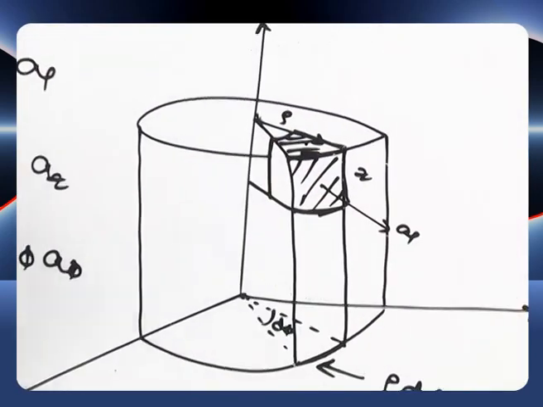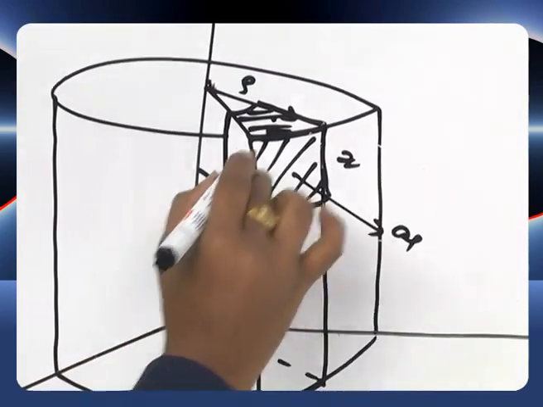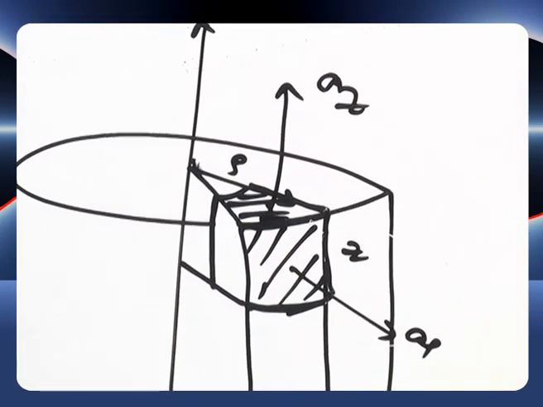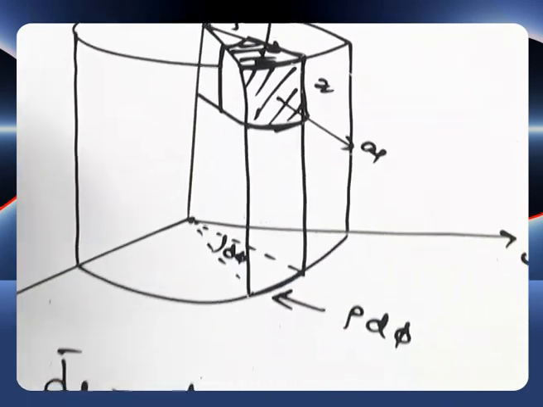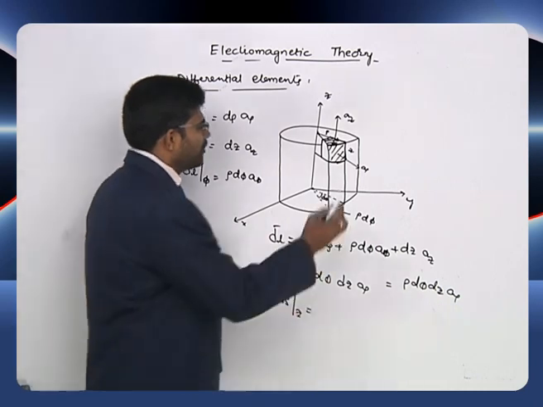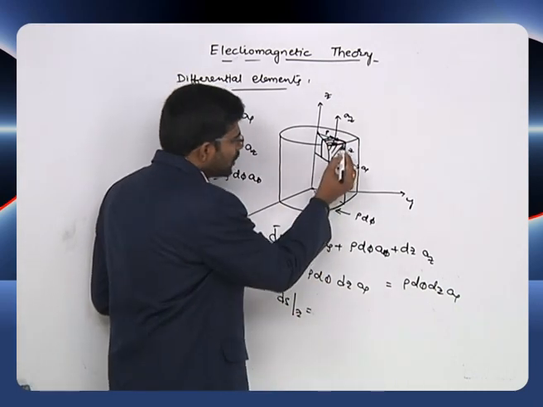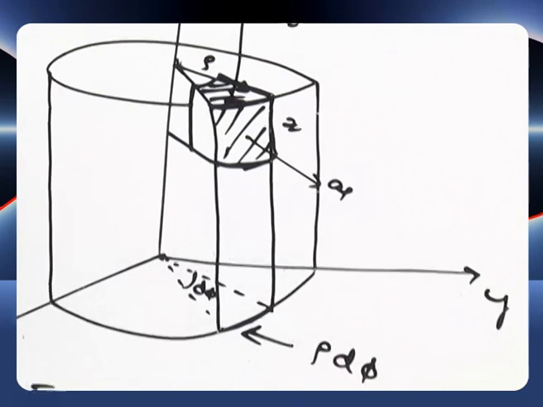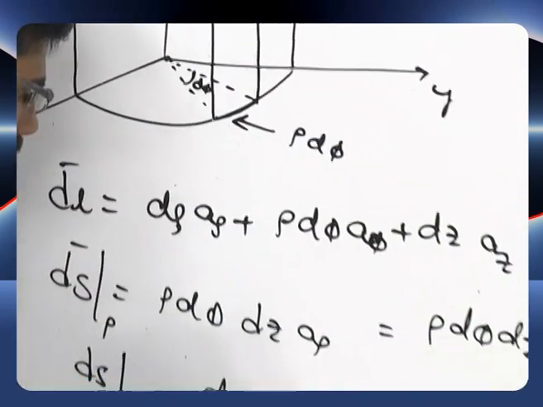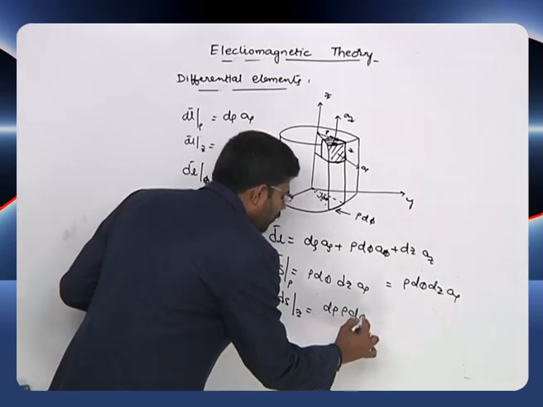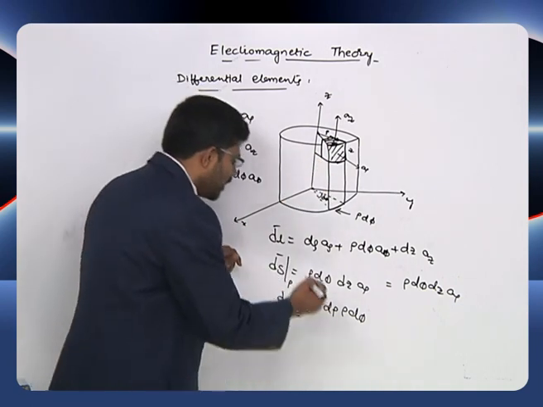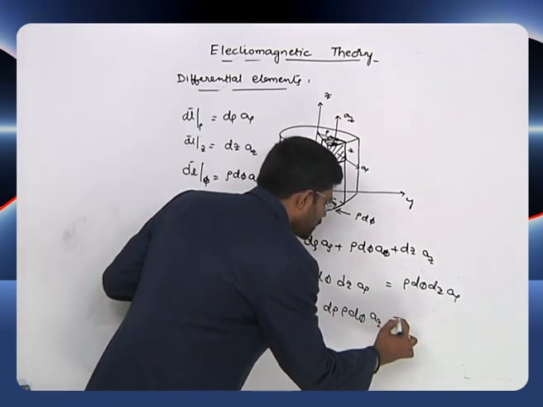Let us consider this top surface. If we consider the top surface, the direction from our observation is always the z direction. So I am considering the differential surface in the z direction. This length is rho, this length is rho d phi, right? This length is d rho. So clearly the magnitude of this particular surface is rho d rho d phi, and the direction is z, that is az.